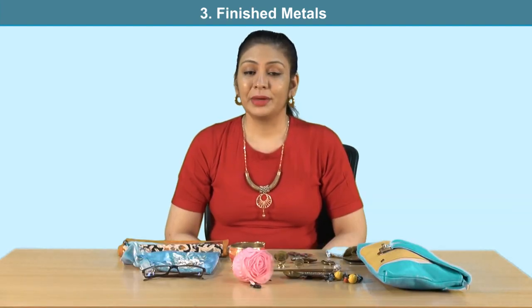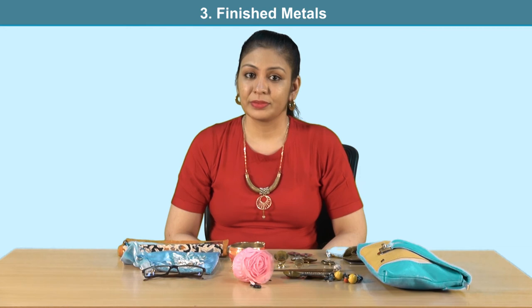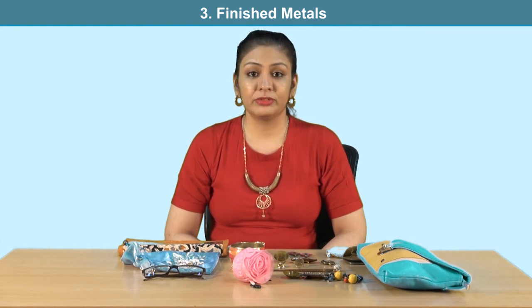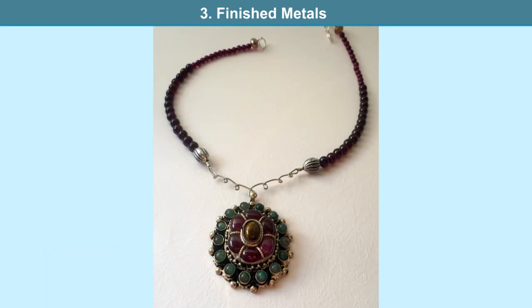The final part about metals, we are going to talk about finished metals. Base metals can be finished using a variety of chemical and mechanical processes to achieve an attractive look. Metals like aluminium and niobium can be anodized to get bright, rainbow-like colors. As mentioned before, base metals like copper, brass, pewter, iron, or even bronze can be plated with gold or silver for an attractive finish at a fraction of the cost of a precious metal.